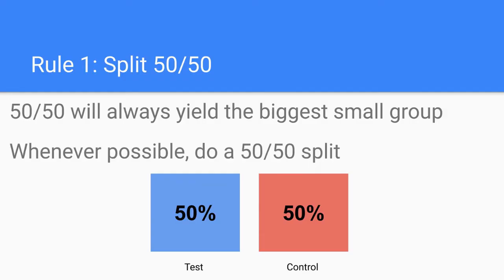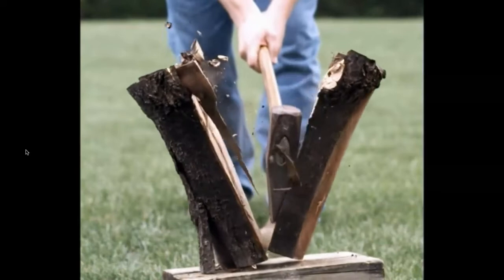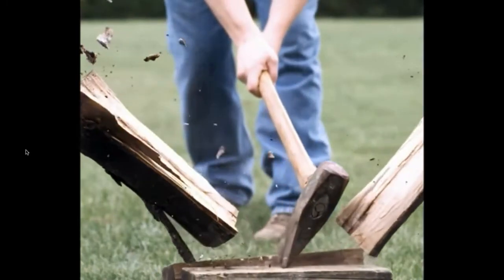At the end of the day, whether you're doing 30-70 or 60-40, nothing is going to beat a 50-50 split. 50-50 always yields the biggest small group possible. So whenever possible, just do this 50-50 even split. It's the easiest way to maximize your power.